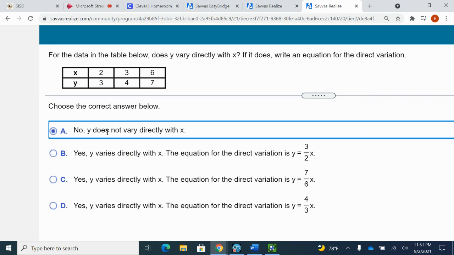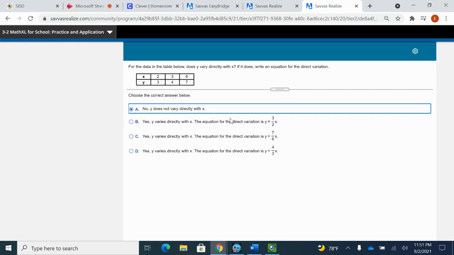So in this case, this is not a direct variation. Y does not vary directly with x. Again, because we understand that the points do not have a common ratio.